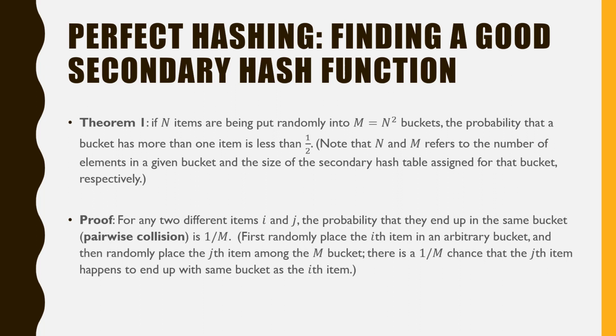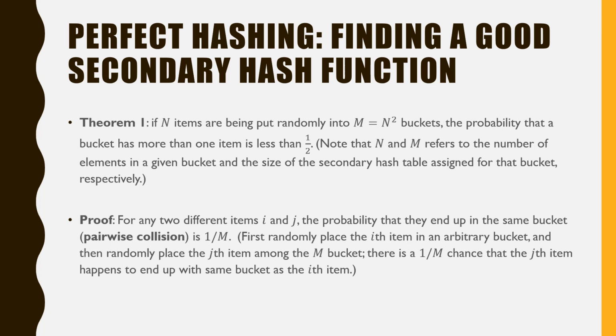Let's look at this theorem. If n elements are being put randomly into m equals n squared buckets, the probability that a bucket has more than one element is less than 1/2. Note that n refers to the number of colliding elements in a hash bucket, and m refers to the size of the secondary hash table assigned for the bucket.